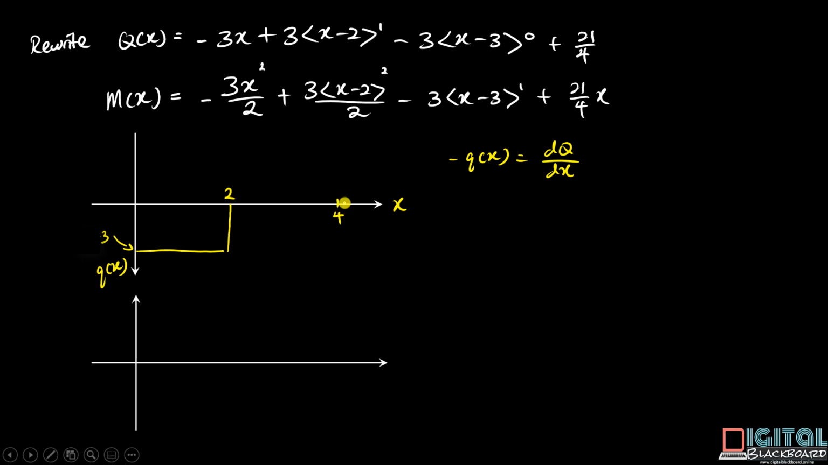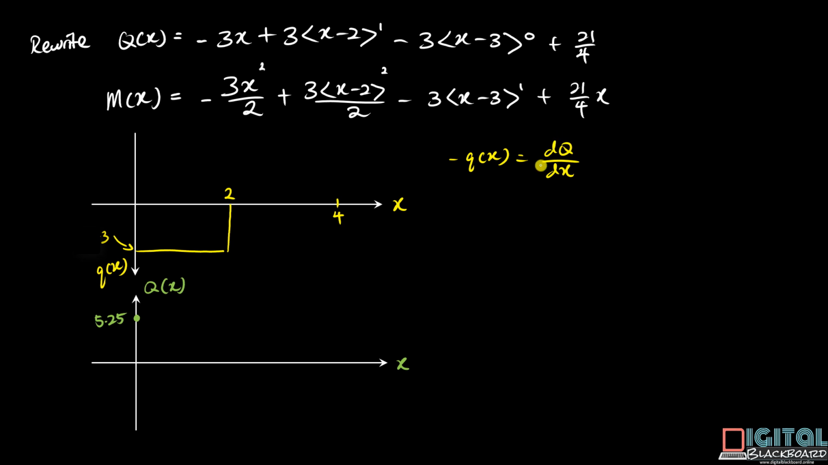We can now proceed to sketch our shear force function, where this is big Qx. At x equal to 0, from the above expression for the shear force, if you sub in x equal to 0, you find that all these first three terms are 0, leaving you 21 over 4, which is around 5.25 at this point. So at x equal to 0, the shear force is 5.25 kN.